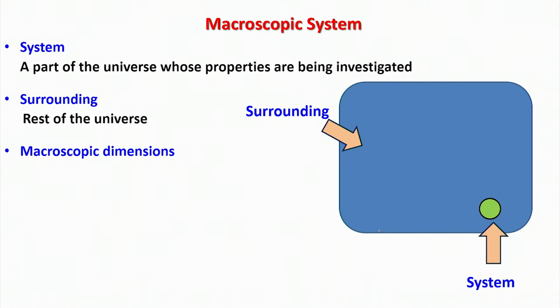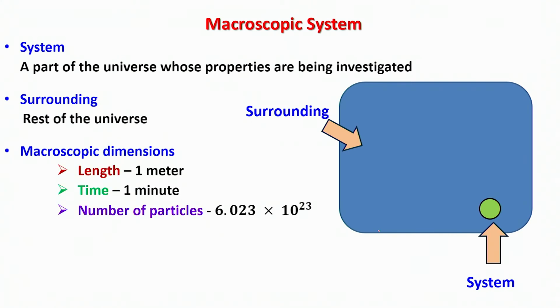So this means that if I am looking at the length scale, it would be typically 1 meter. If I look at the time scale in which the measurable properties are going to change, that is going to be typically 1 minute. And the number of particles, atoms or molecules which constitute such a system would be very, very large, typically the Avogadro number, which is 6.023 into 10 to the power 23.